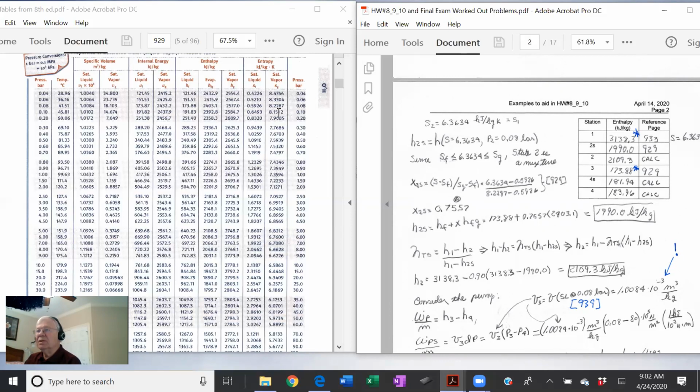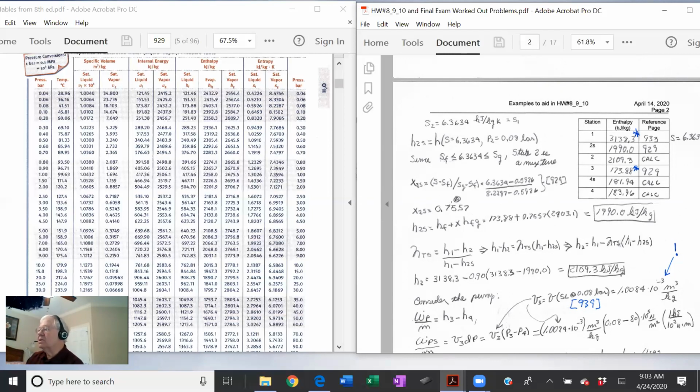SG, 0.08 is 0.64. I'm sorry, 1, 2, 3. 0.5926. There it is. SG is 8.2287, there it is, minus SF, which we already pulled up. That's on page 929. So we calculate X2S is 0.7557. We want to keep that at least 4 digits, so store that in memory location 8.